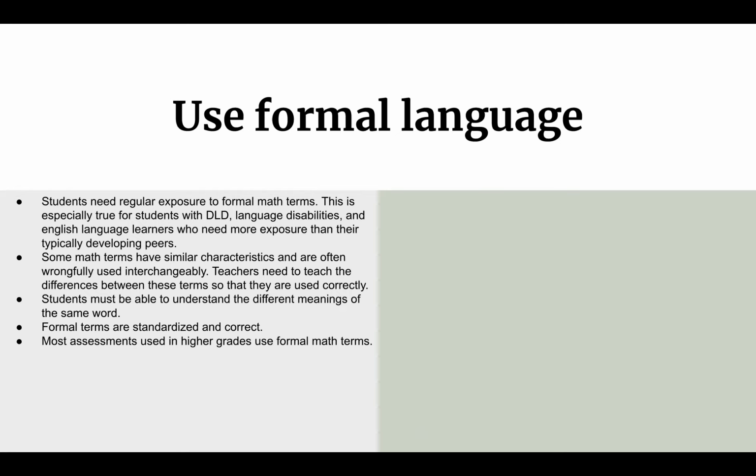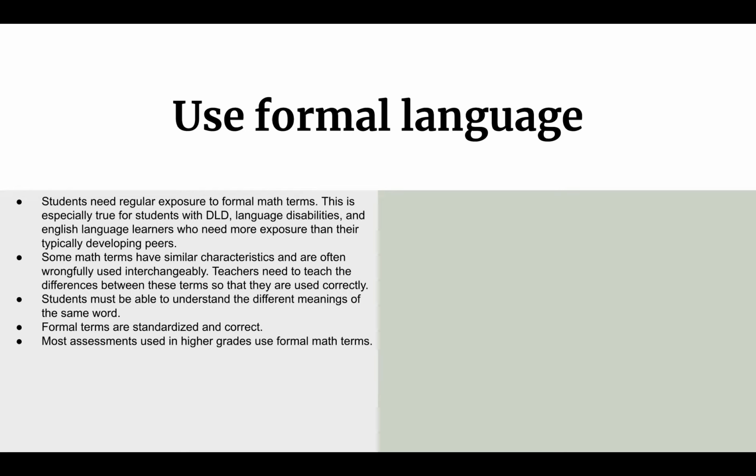You can imagine how someone with DLD, or any student for that matter, can get confused when different terms are used by different people. Although using informal language can help students learn math vocabulary in the first few years of math learning, it becomes increasingly important to use formal terms as math becomes more complex and as more and more vocabulary is introduced. Students with DLD, learning disabilities, and English language learners need regular exposure to formal math terms. In fact, all students need this exposure.